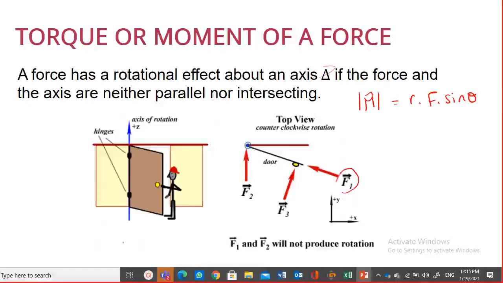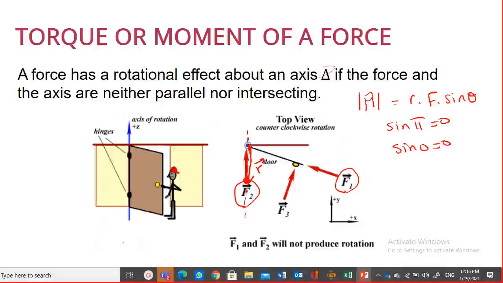Look at these two vectors F1 and F2. For F2, this is the point of application, and you can see that the line of action of F2, if I extend the line of F2, passes through the axis of rotation. So r is from the axis of rotation to the point of application, this is r. You can see that the angle between F2 and r is 180. If the angle is 180, sine 180 or sine pi is equal to 0, or sine 0 is equal to 0.